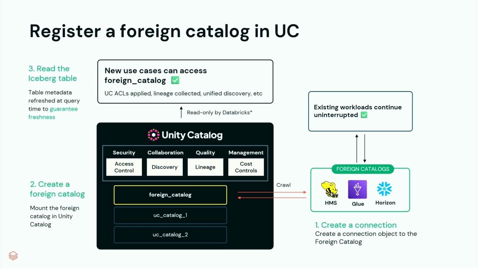Another great benefit of this approach is that ultimately speaking, when you read the table, you're guaranteed freshness. So in the case of an Iceberg table, what's actually happening at query time is that UC will ping the other catalog for the pointer to the latest Iceberg metadata JSON file. From there, it has basically everything it needs to run the query directly against object storage. So you're guaranteed freshness, and all that is done automatically behind the scenes by UC.